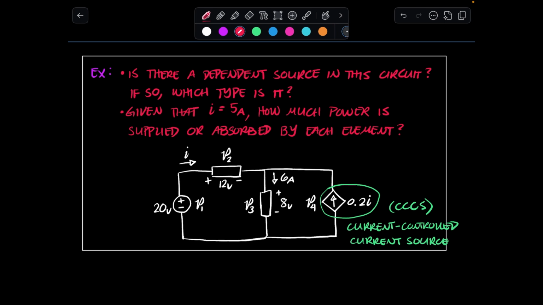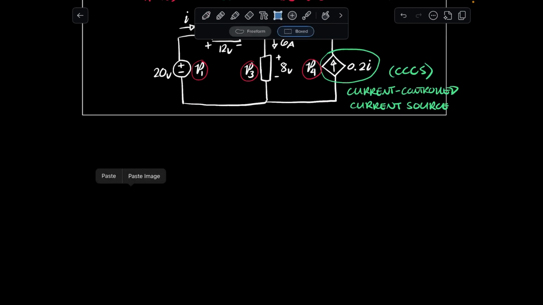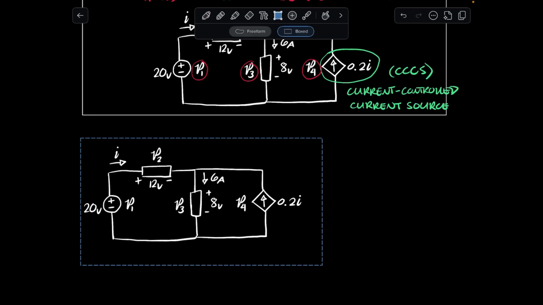And so the second question here, it asks, given that I is equal to 5 amps, how much power is supplied or absorbed by each element? And by that, it means how much power is being supplied or absorbed here by this element, this element, this element, and this element. Okay, so we're going to have to find P sub 1 through P sub 4. I'm going to duplicate the image here so we can work with it.